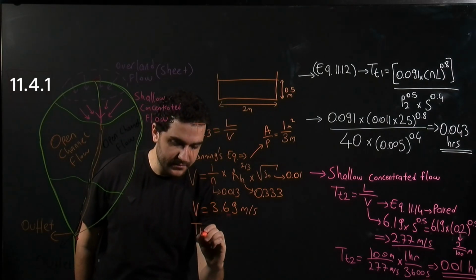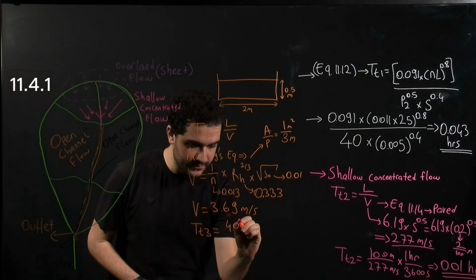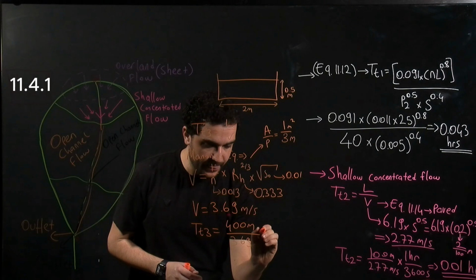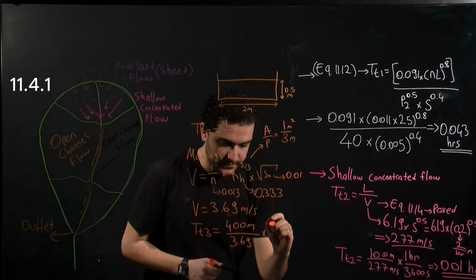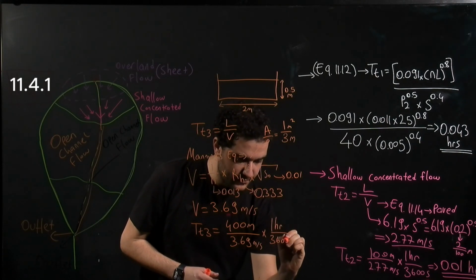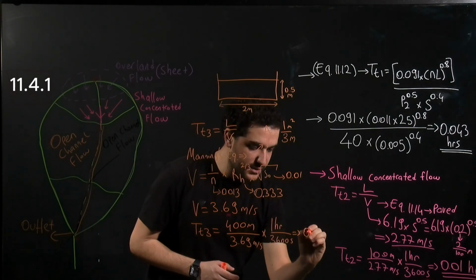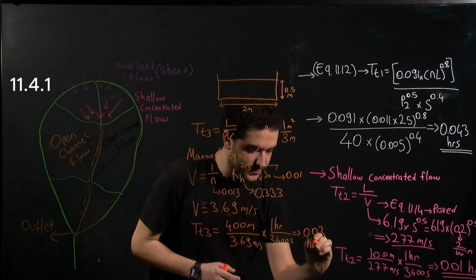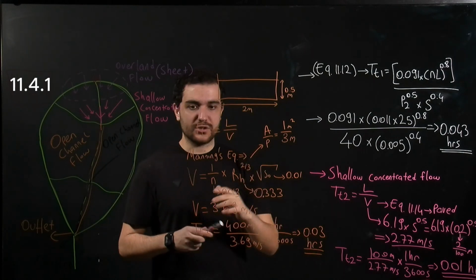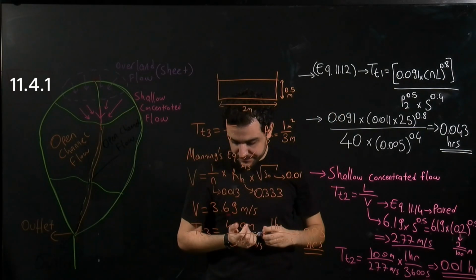So the travel time: the length is 400 meters, and the velocity is 2.96. If you convert it to hours, we can get 0.03 hours. So with that calculation, we calculated all of the travel times for the 3 types of flows.